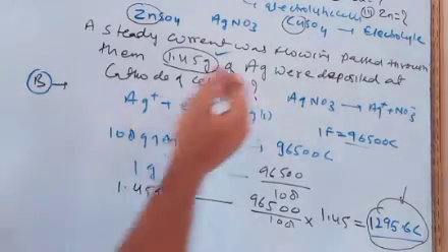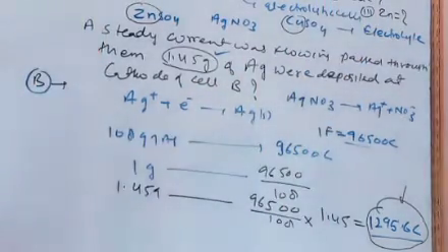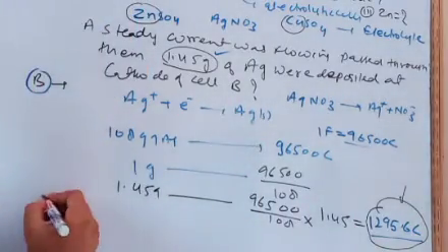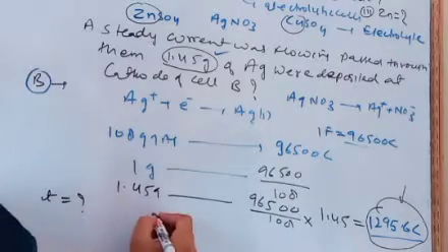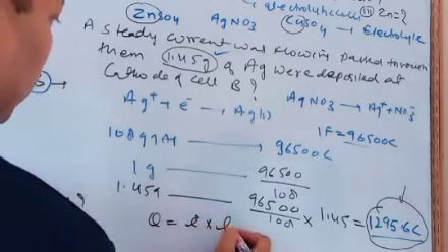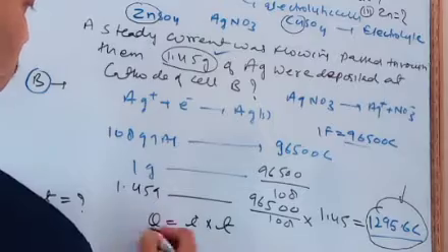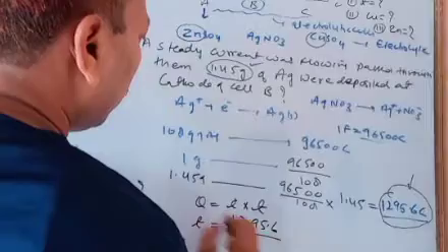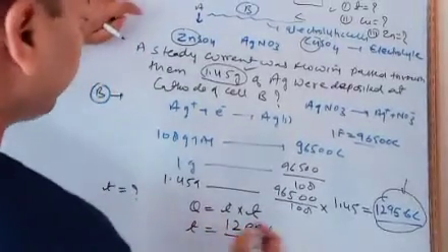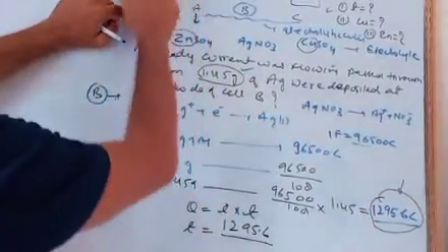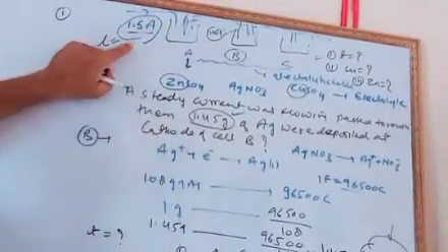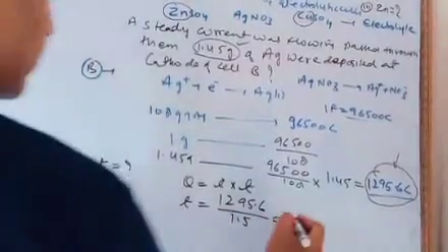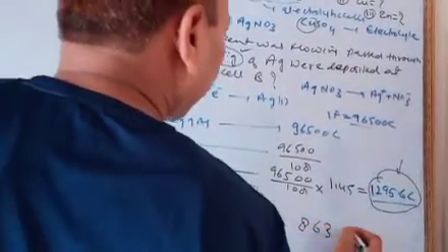The first part of the question is asking for time: how long did the current flow. We have to calculate T. The formula we know: Q is equal to I into T, so T is equal to Q upon I. Q value is given, 1295.6, and I is given here, 1.5. Current is given as 1.5, put this value and divide. So it will come 863 second.